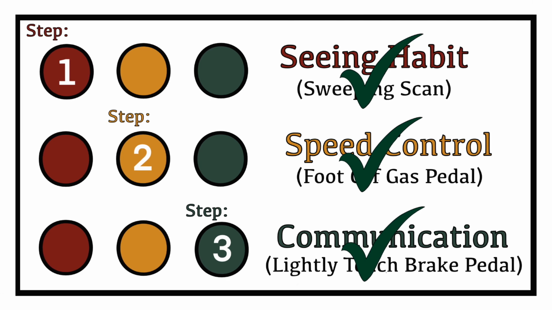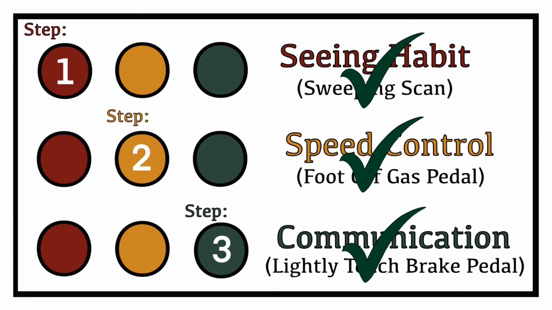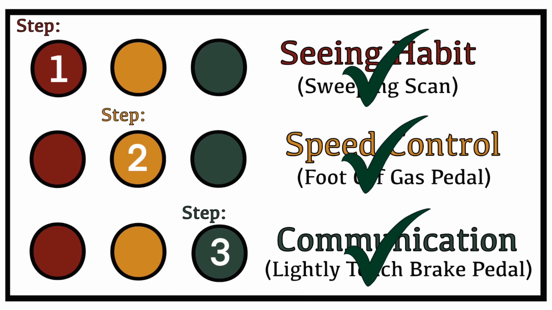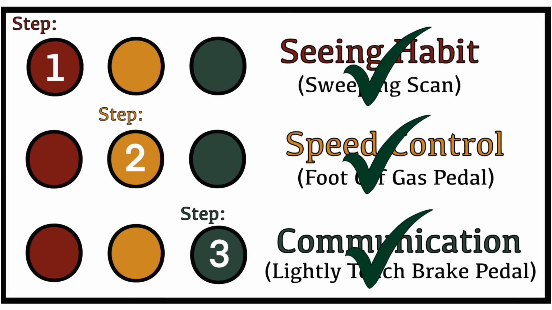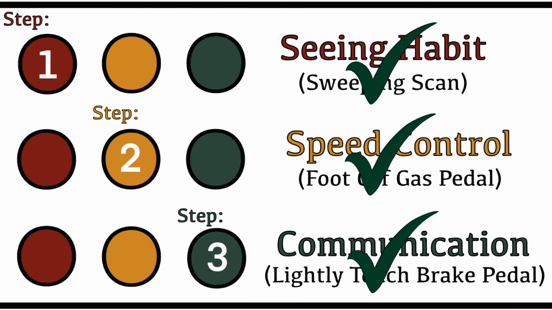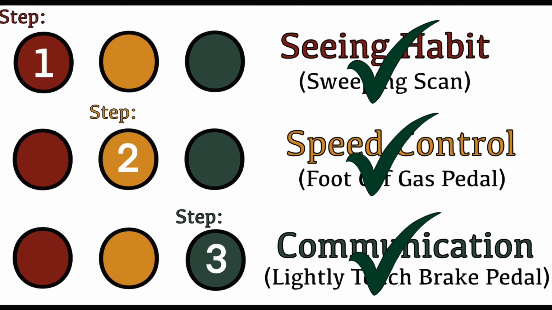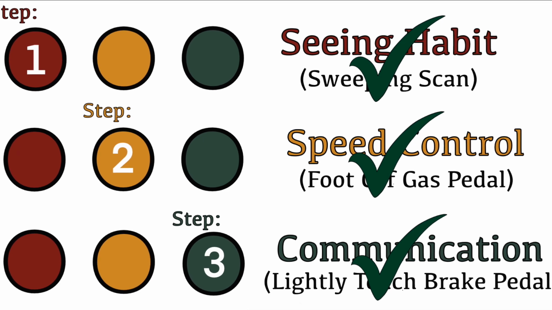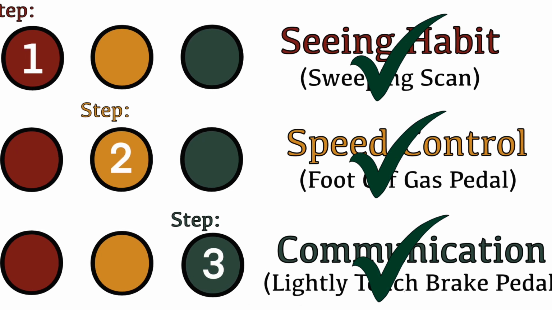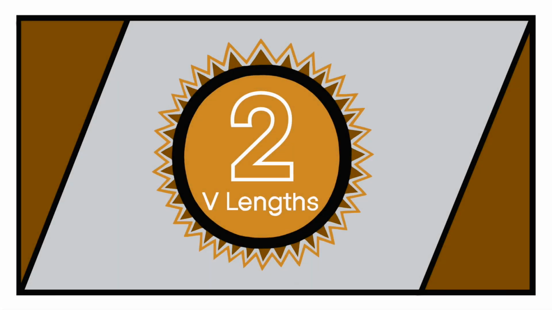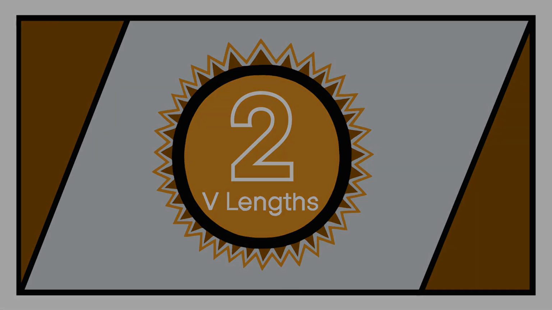Okay, so we've covered the 3 steps required for the 3 vehicle length distance, where I finally got through the sweeping scan. I took my foot off the gas pedal to naturally start the slowing process, and because of that, I put a very little pressure on my brake pedal just to activate my brake lights, which communicates to others that my speed may be changing. And now it's time to start the steps for the 2 vehicle length distance.